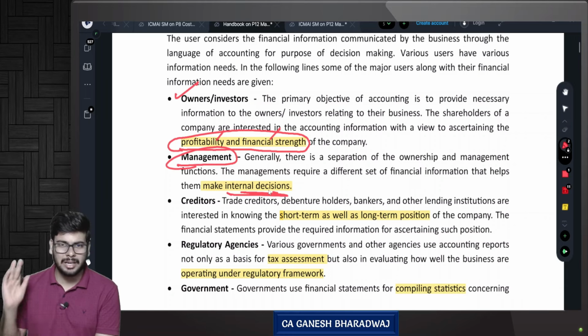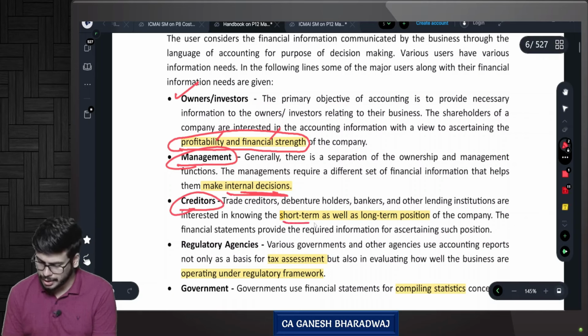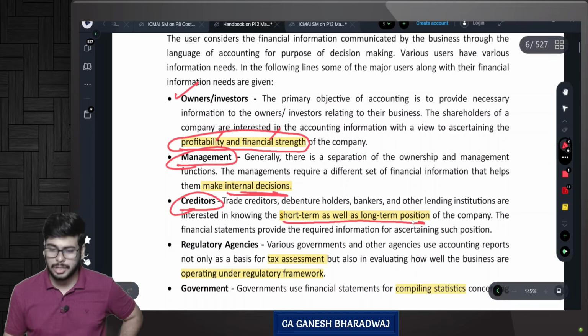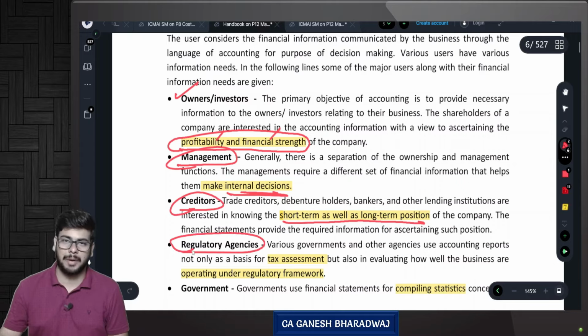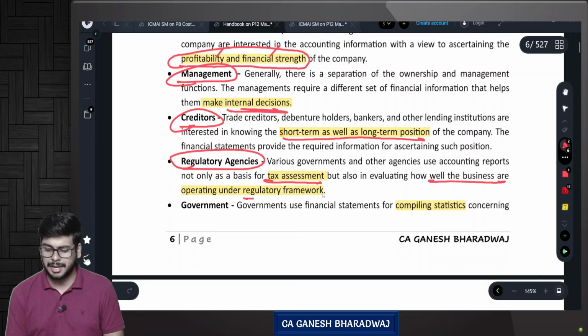They are just being very broad here. They are not being very specific. Creditors, why do they need accounting information? To assess the short-term as well as long-term position of the company. That's how you know the creditworthiness of the company. Regulatory agencies, income tax department, GST department, why do they need to know? Tax assessment and how well the businesses are operating under the regulatory framework. That is how compliant they are, for compliance purposes.